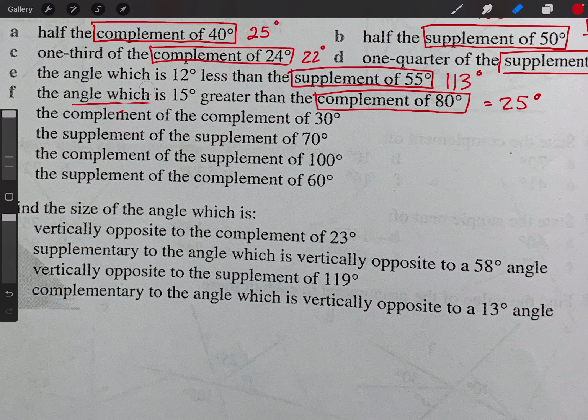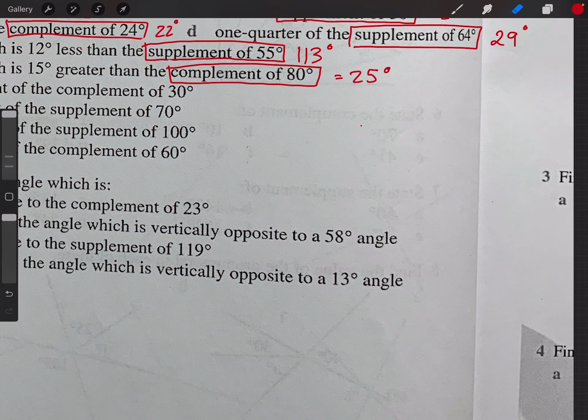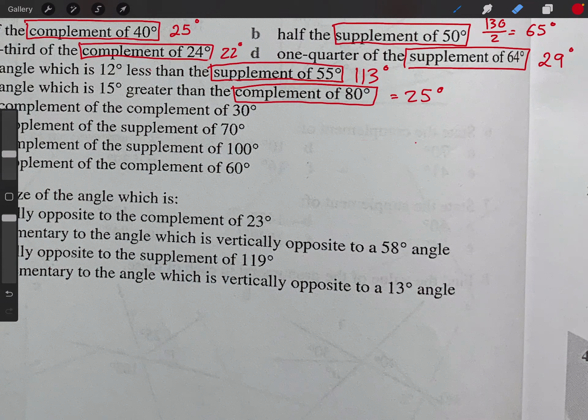Alright, next one is the complement of 30. So let's find this part first. We start with this one. What's the complement of 30? What adds with 30 to give me 90? That should be 60. Okay.